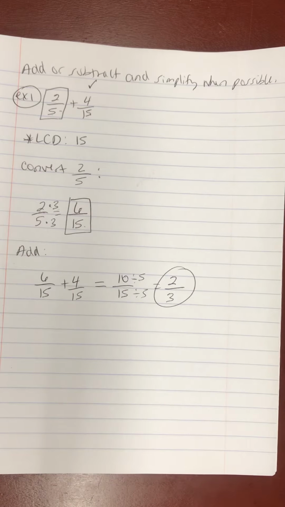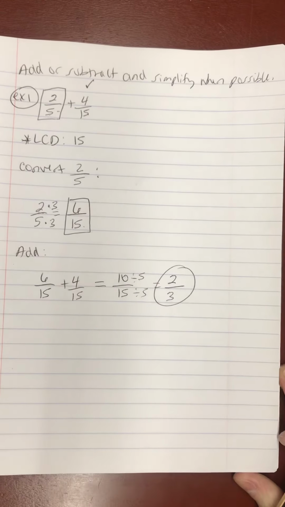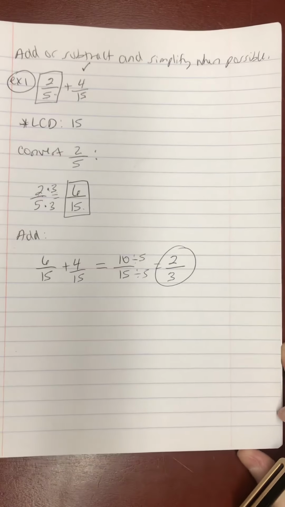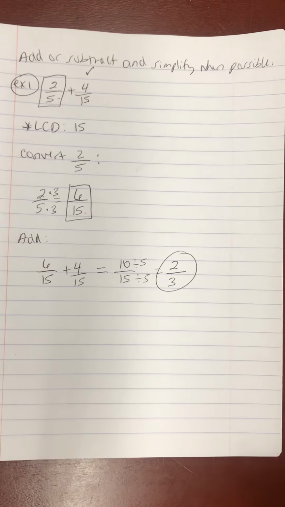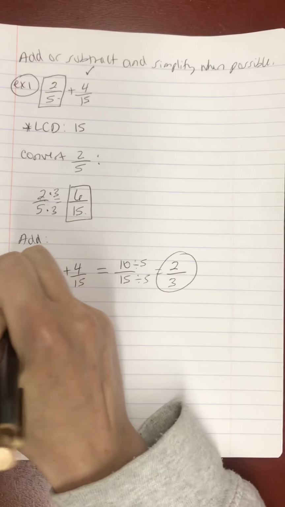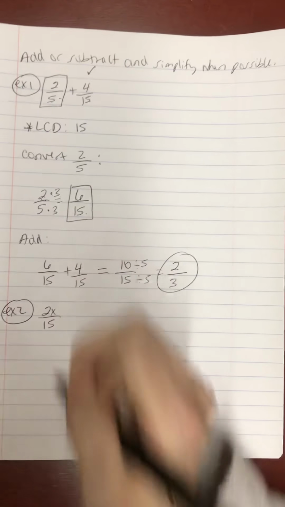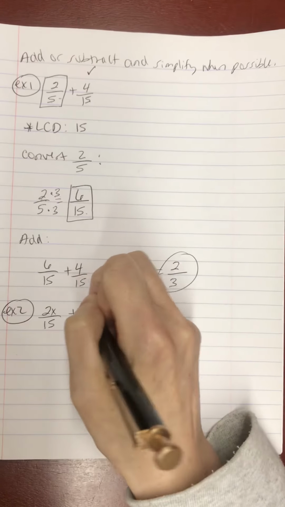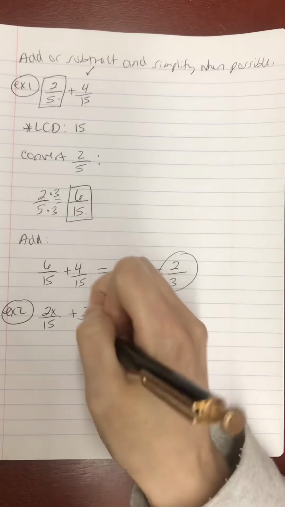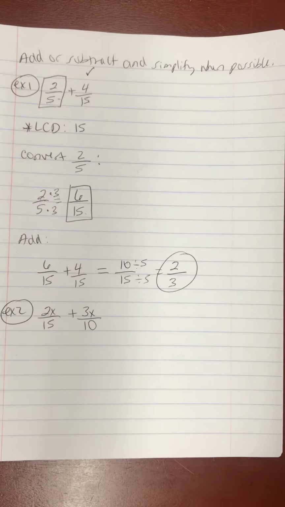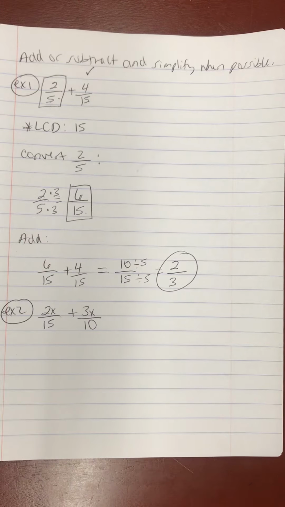All right, so let's do some more examples. That was just our first one. Let's do one now with some variables. These are not as easy because you can't really put them in on the calculator, at least fully. You can do part of it on the calculator, but you have to know how to handle the variable part. All right, so here we go. We'll call this example 2, and we'll do 2x over 15 plus 3x over 10.